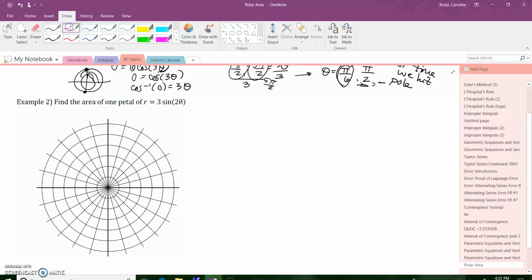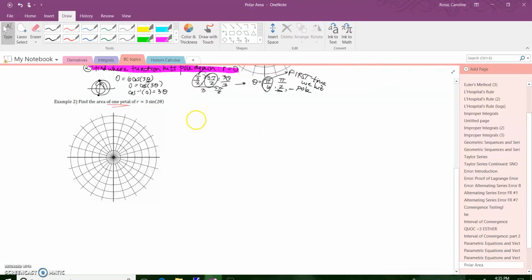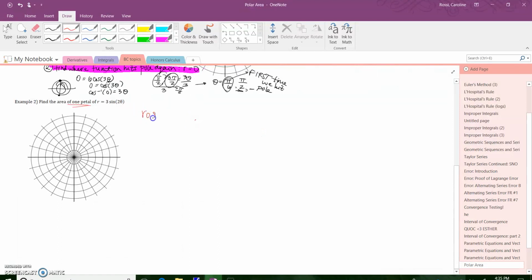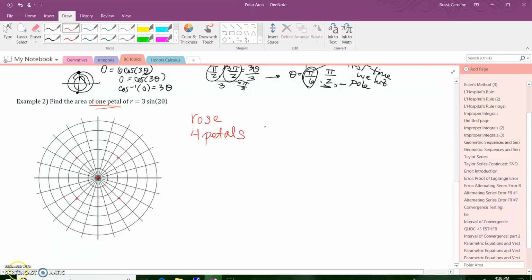Okay, so I want the area of one petal. Once again, I only want one petal of 3 sine of 2 theta. Once again, I'm going to have a rose here. I'm going to have 4 petals. And let's see here. Again, we're not too concerned with the graph. I'm going to give you the graph in just a second. You're going to connect it like this. The petals have a length of 3. And they're all symmetric here.